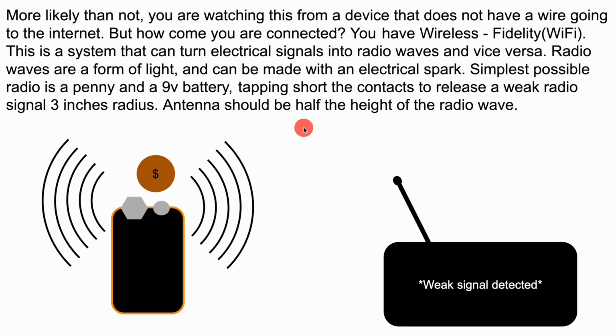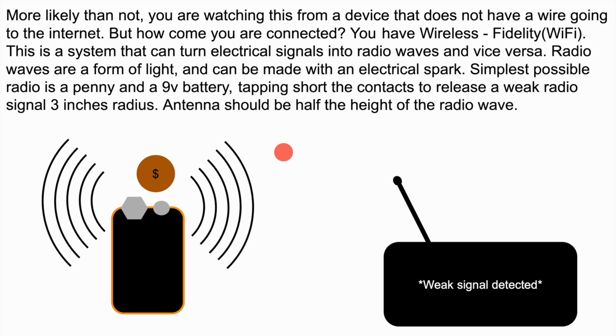Now, more likely than not, you're watching this from a device that does not need a wire going to the internet, like from your phone. Well, this is done thanks to Wi-Fi, wireless fidelity. This is a system that can turn electrical signals into radio waves and vice versa. Radio waves are a form of light and can be made with electric spark. The simplest possible radio you can make is a penny being tapped on a battery.